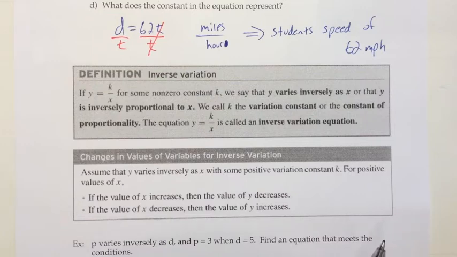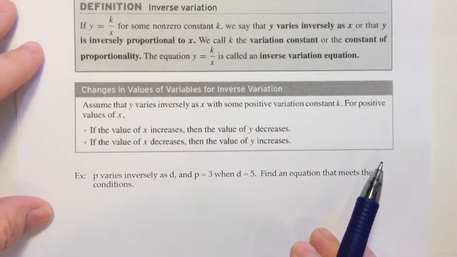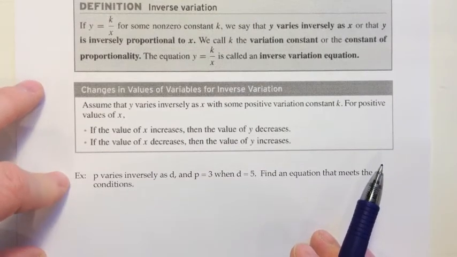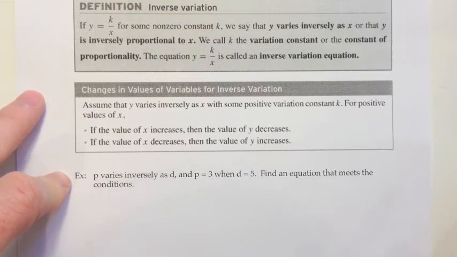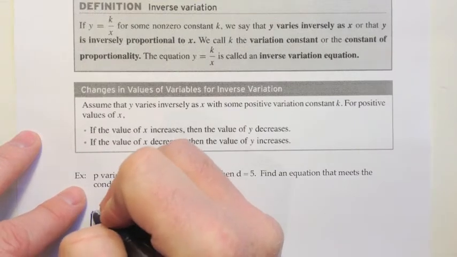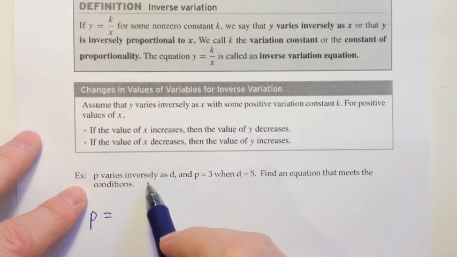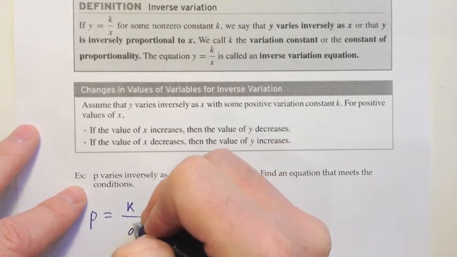So let's go ahead and look at an example of setting it up, and it's actually pretty similar to what we were doing with direct variation. So in our example, p varies inversely as d, and p equals 3 when d equals 5. Find an equation that meets these conditions. So when they say p varies inversely, we're going to write p equals, and instead of putting k times d like we would do if it said directly, we're going to put k over d when it says inversely.